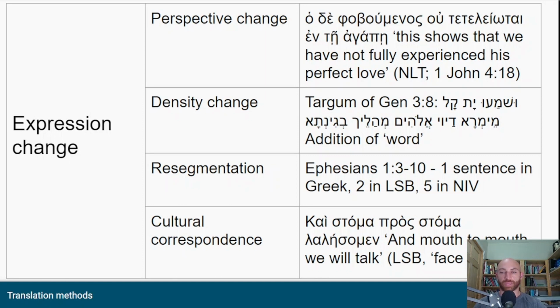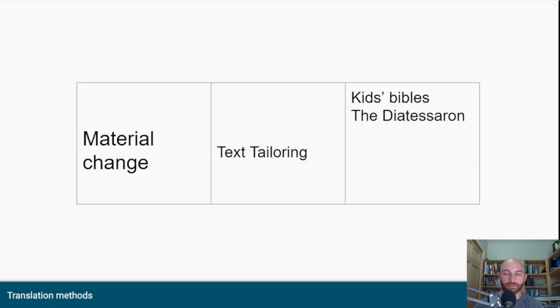So the LSB translators and most other translations just say, okay, these idioms are very close. Let's just go with our idiom so that the reader can understand. Again, the question is, when do you do this and why? Finally, we can have material changes in the text.